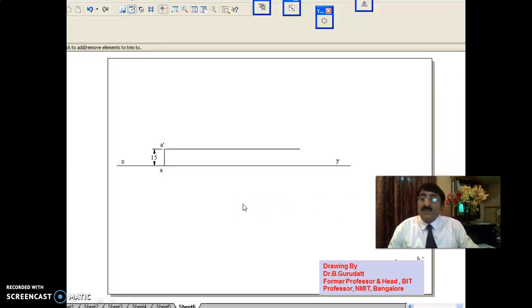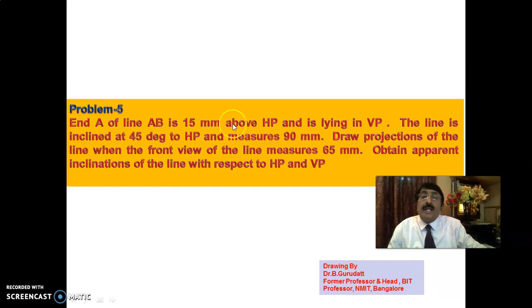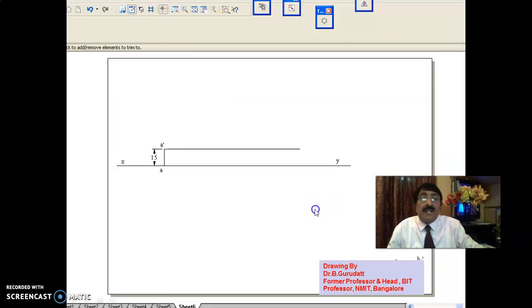Okay. Now you see here. The end A of the line is 15 mm above HP and is lying in VP. Please observe, it is 15 mm above and is lying in VP. That is why in A dash you take 15 mm, and A you take on the XY line only, because end A is lying on VP. The distance in front of VP is 0, which means this A should be on the XY line.